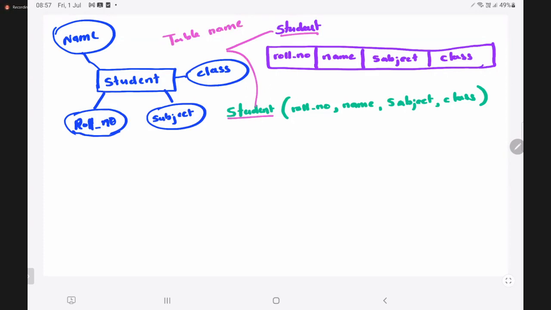And there is another step: underline the primary key. Now tell me what is the primary key of this student table? The primary key is the one by which we can uniquely identify the rows of this table, right? Then tell me what is the primary key of this student table? Let's ask 231. Are you there?